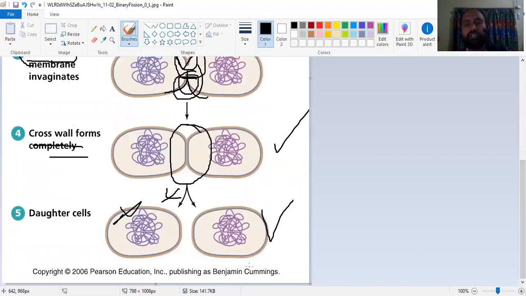What happens is the daughter cell undergoes the same method again. Whenever it wants to reproduce by binary fission, the same steps occur and it forms new cells. Okay, I hope you understood the diagram. Very easy, right? Now I will share another screen and I will teach you the benefits of binary fission and drawbacks if there are any.